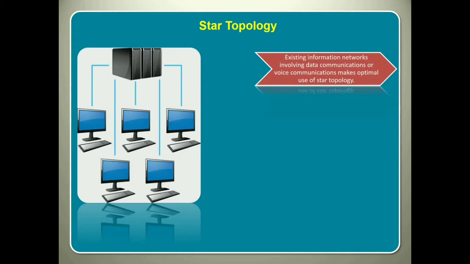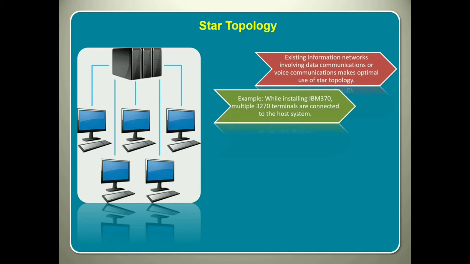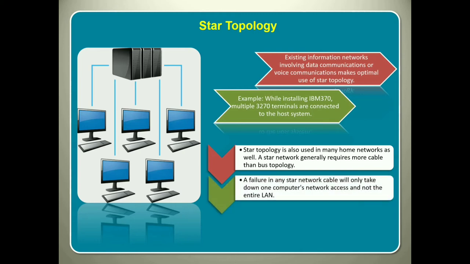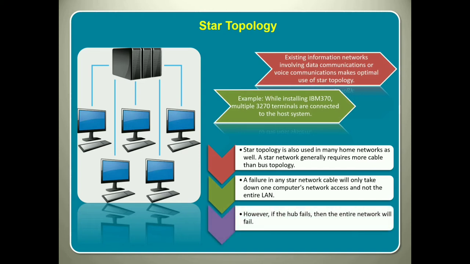Existing information networks involving data communications or voice communications make optimal use of star topology. For example, while installing IBM 370, multiple 3270 terminals are connected to the host system. Star topology is also used in many home networks. A star network generally requires more cable than bus topology. A failure in any star network cable will only take down one computer's network access and not the entire LAN. However, if the hub fails, then the entire network will fail.